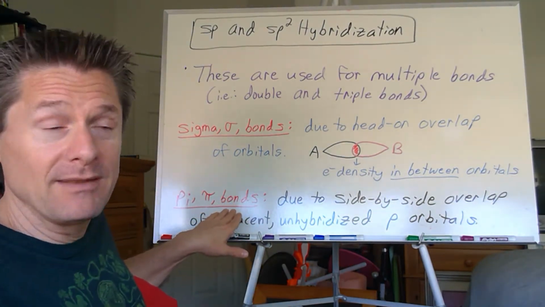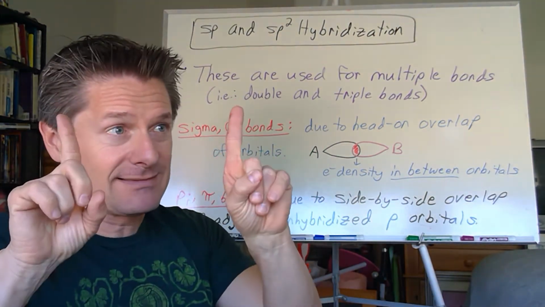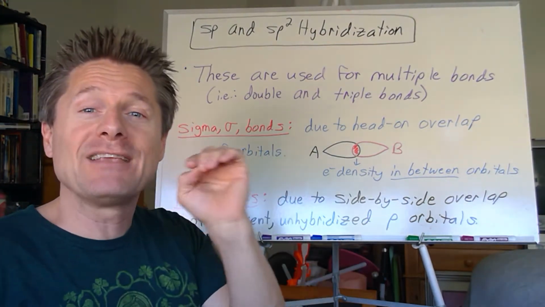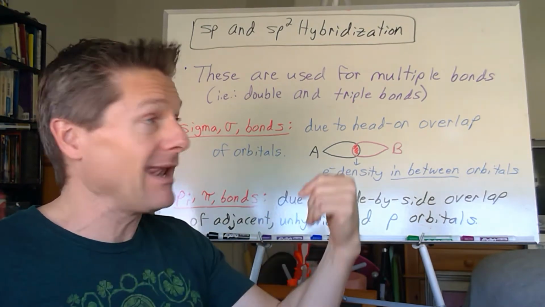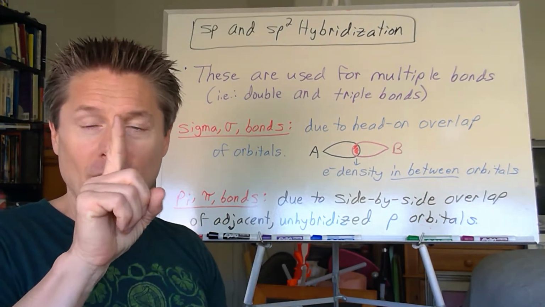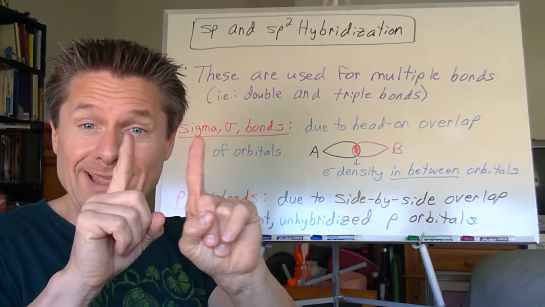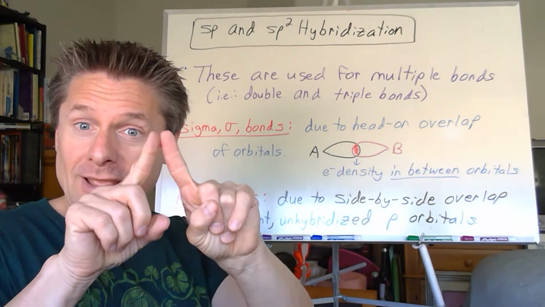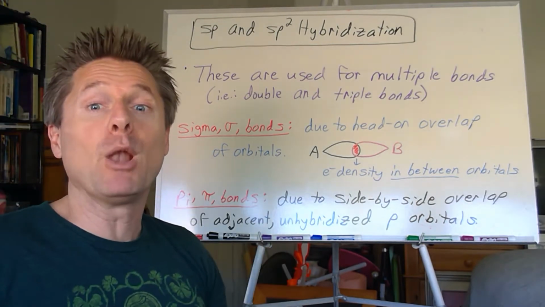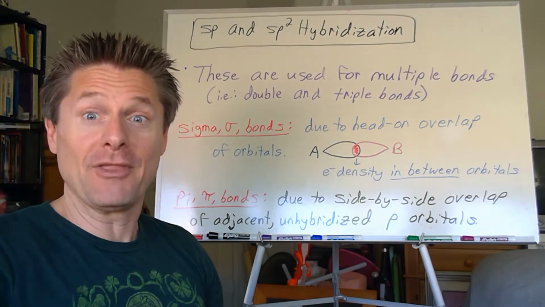A pi bond is due to side-by-side overlap, not head-on. Side-by-side overlap, but not of hybrid orbitals, of unhybridized p orbitals on adjacent atoms. I'm going to have to draw this on the next board. If I end up with an unhybridized p orbital, say in the z-axis on an atom here, and an unhybridized p orbital on the z-axis on an atom here, and they're right next to each other, those p orbitals overlap in the positive and negative lobes, so you get electron density above and below the internuclear axis. This is a harder concept. Let's draw that on the next board.